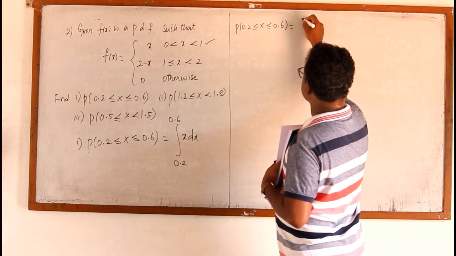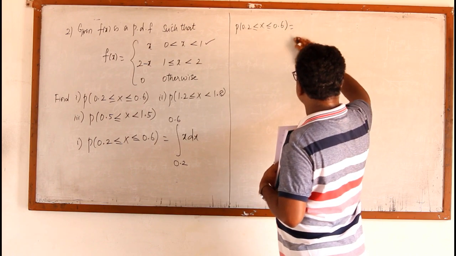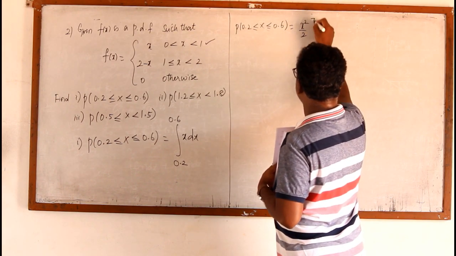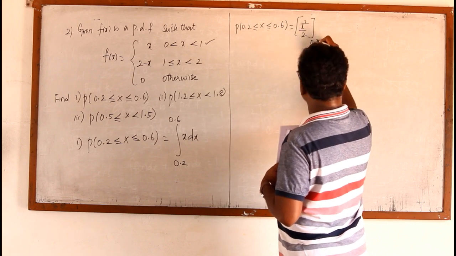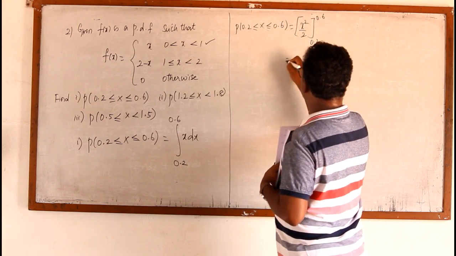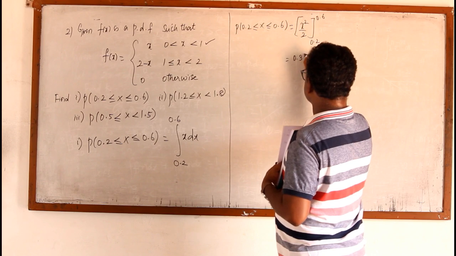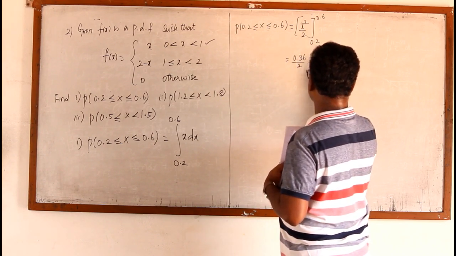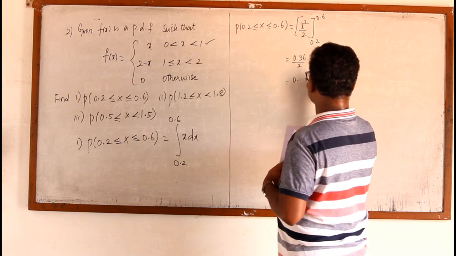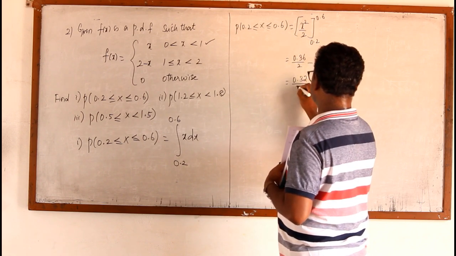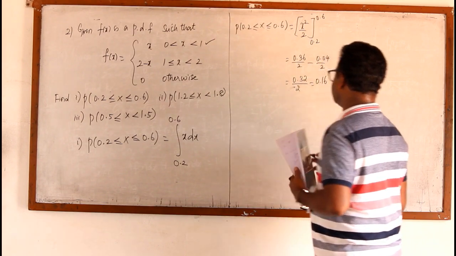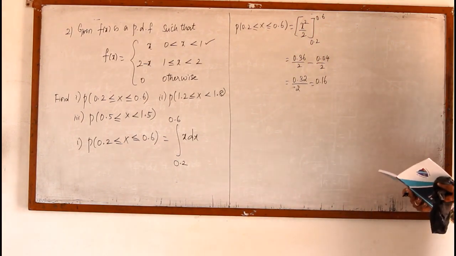Therefore, when I go for integration, the integral of x is x square by 2 and the limits are 0.2 to 0.6. When I apply this, it is 0.36 by 2 minus 0.04 by 2. It is 0.36 minus 0.04, which is 0.32 by 2. So the answer is 0.16. This is the first value.